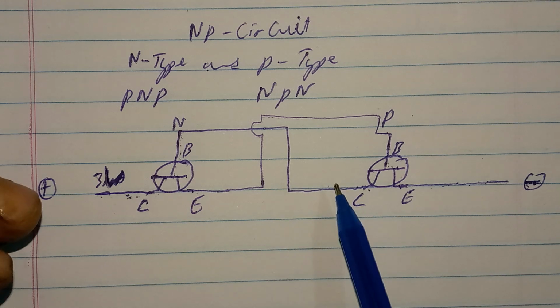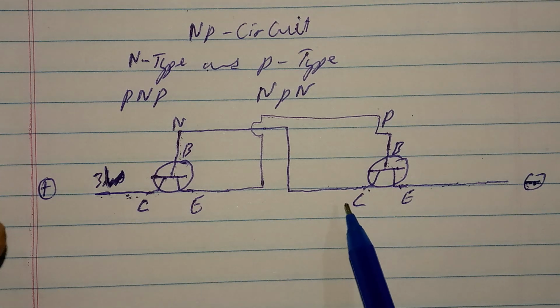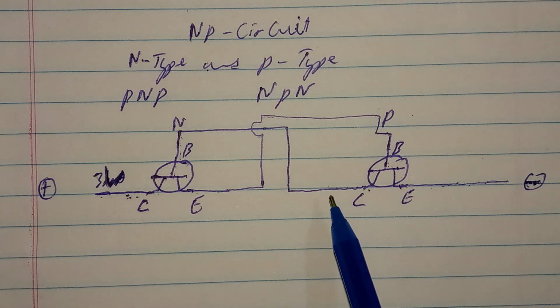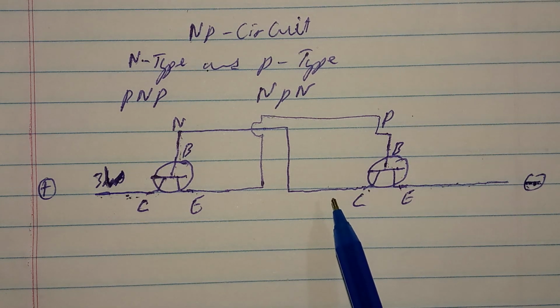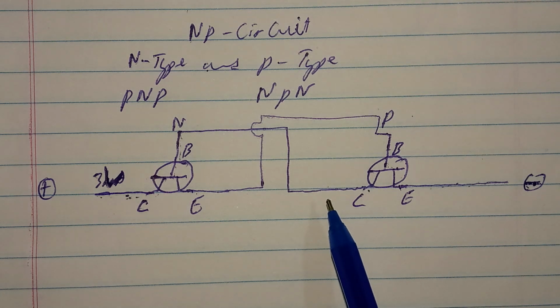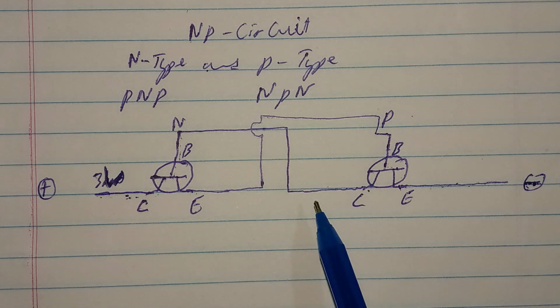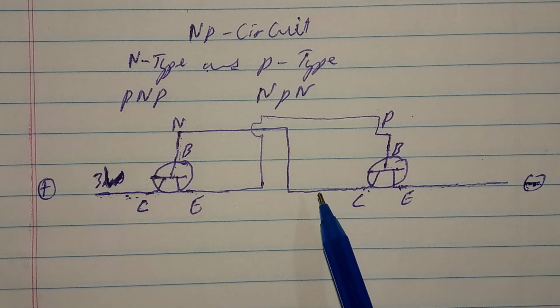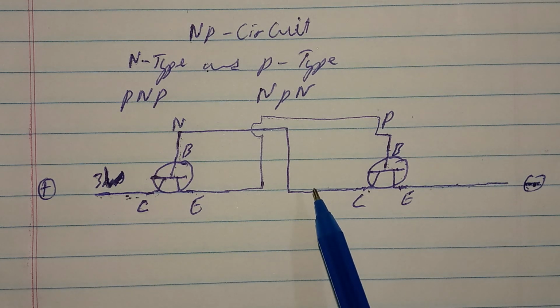In this NP circuit, you can use it to create a time delay circuit. You can also use it to create a flashing light circuit, and you can also use it to create electronic switches. There are more uses of this type of circuit. Actually, you can also use this type of circuit to build a time delay multivibrator circuit.